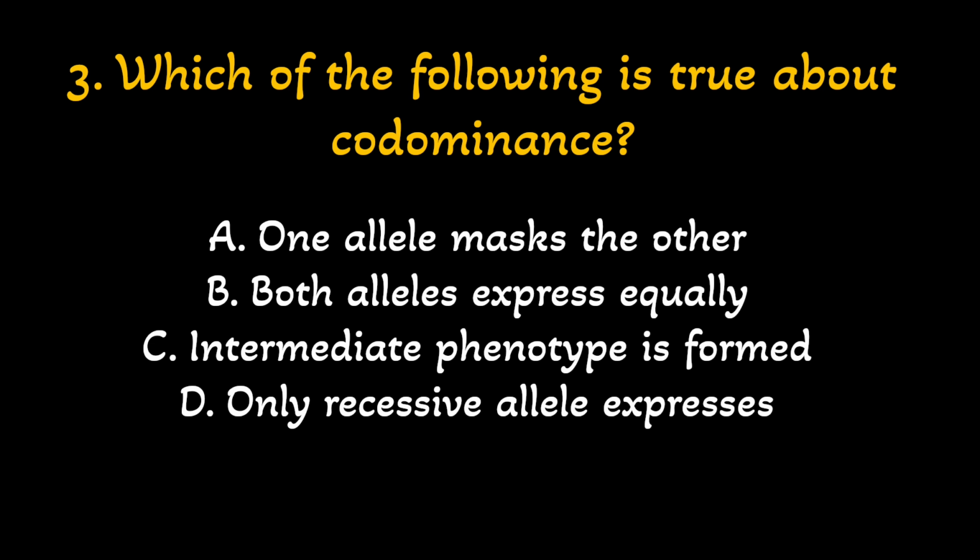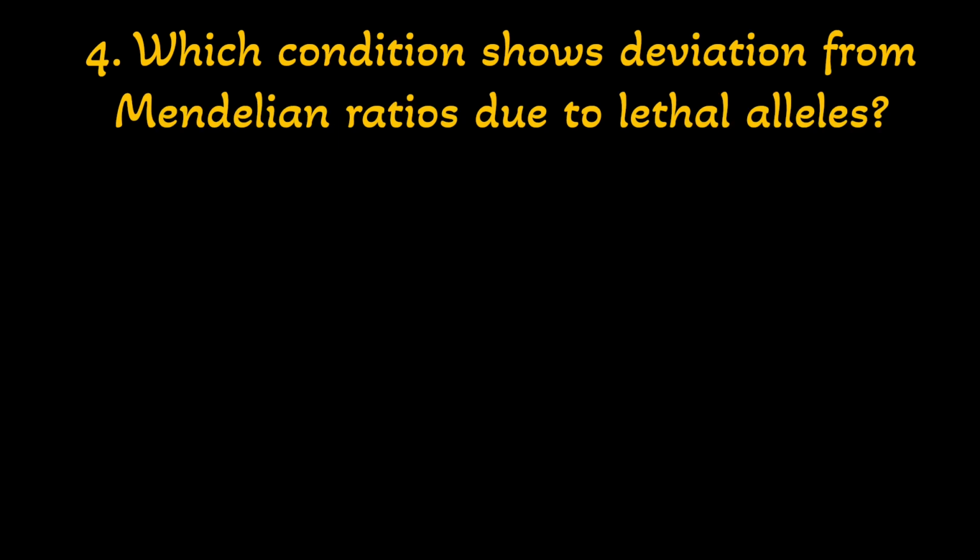And why is option B correct? Can you think of it? The reason behind it is that in codominance, student, both alleles in a heterozygote are fully expressed, without blending. You can understand this by taking the AB blood group, where both the A and B antigens are present on the RBC. So let's move. Now the fourth question is, which condition will show deviation from Mendelian ratio due to the presence of lethal alleles?